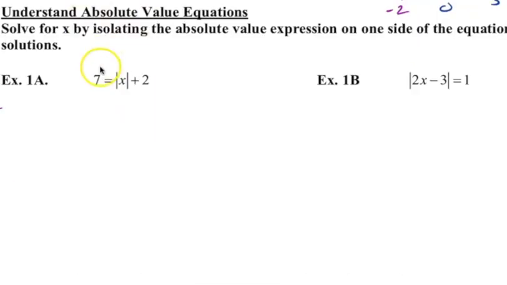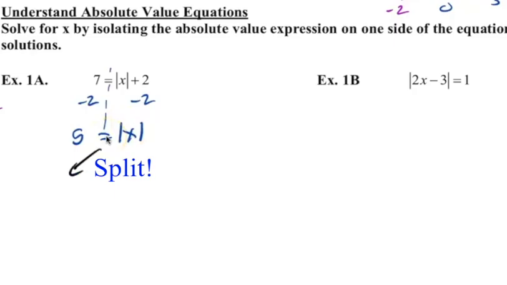So this first one here, right? 7 equals absolute value of x plus 2. Step 1, get the absolute value by itself. So let's subtract the 2 from both sides. We have 5 equals absolute value of x. Once you get to the absolute value part, then here's where we're going to split it. Usually we have the x on the left hand side, so we're going to say x is equal to 5 or x is equal to negative 5.